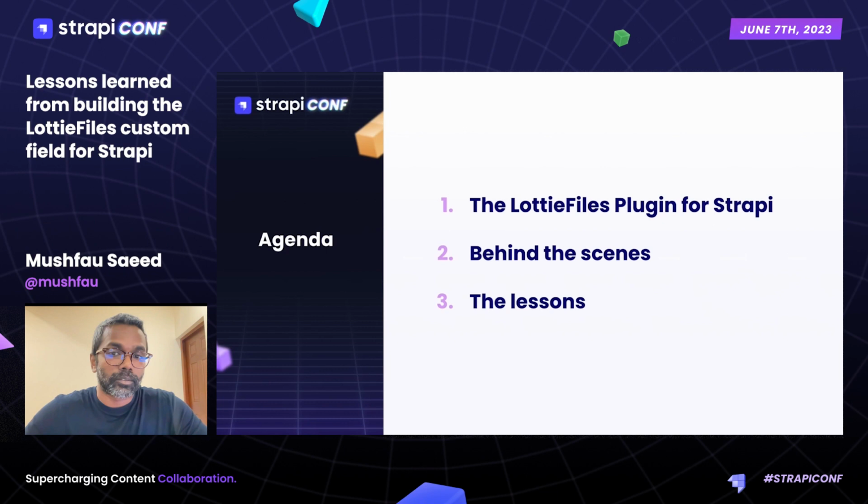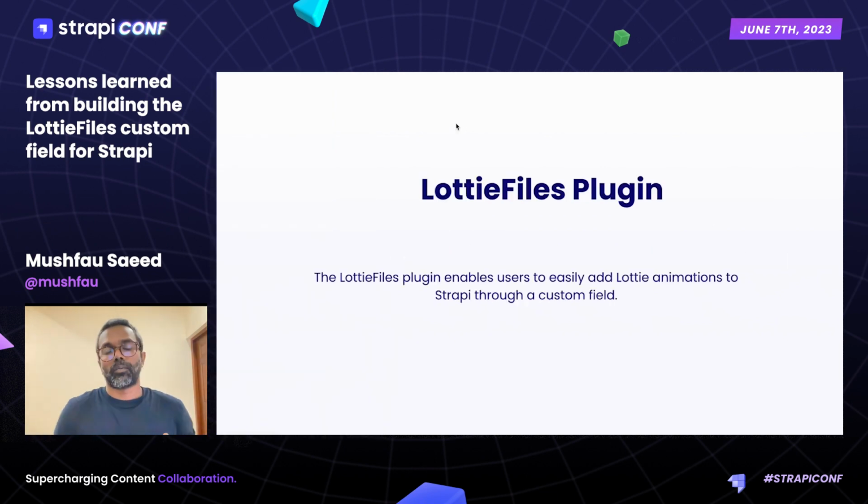So first, let's go through the demo and see how it actually works. So what is the LottieFiles plugin? Basically, it's a plugin that allows users to add a custom field into their Strapi models. Using this custom field, you will be able to browse through thousands and thousands of free animations in the LottieFiles public animation library. Now let's have a look at a demo of this and see how it actually works.